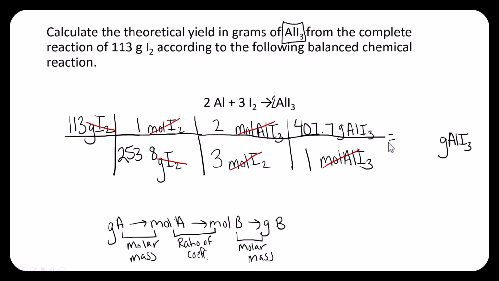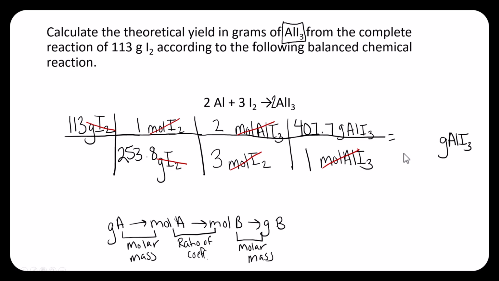Now, how do I calculate this? You have a choice. You can multiply all of the numbers on the top, then divide by all the numbers on the bottom. You can bounce back and forth. So 113 divided by 253 times 2 divided by 3 times 407. You can really solve this in any manner that you would like. But let's get to our answer here.